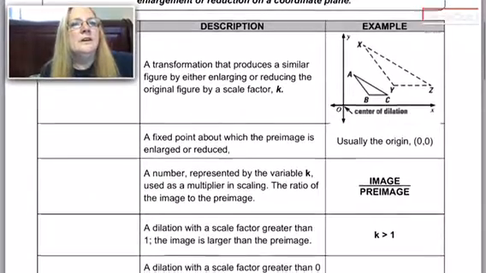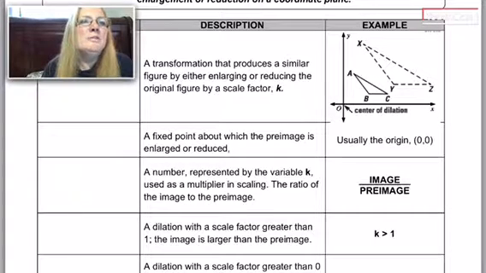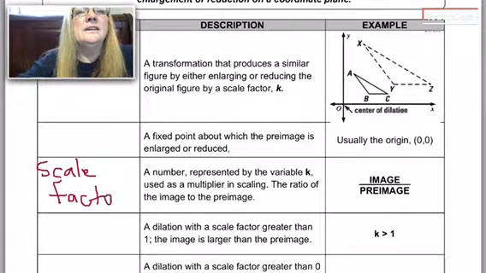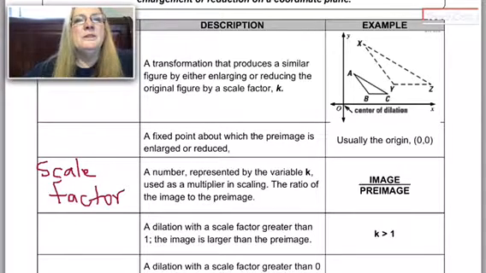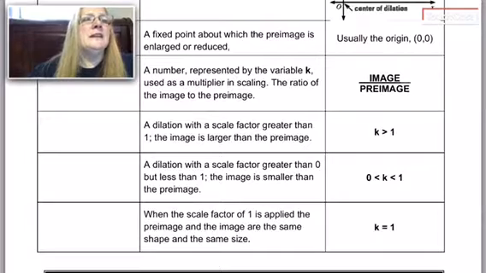Okay. So the scale factor, a number represented by the variable k used as a multiplier in scaling, is the ratio of the image to the pre-image. That's just the scale factor. Something that we're going to multiply by to change. We can make something bigger, or we can make it smaller, or it could actually just stay the same.